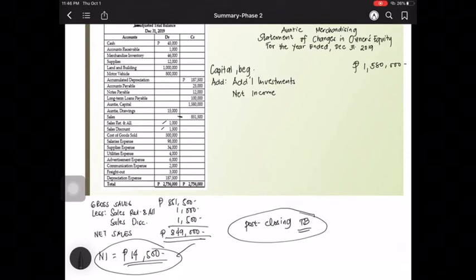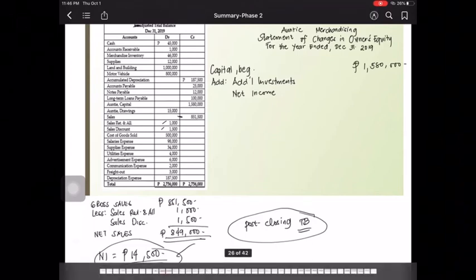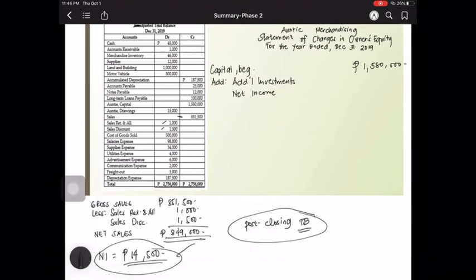Therefore, the only element that we have to include now in the statement of changes in owner's equity is your net income. So we don't have anything to put under your additional investment. In this case, all we can add is the amount of your net income. So how much is our net income here? We have a net income of 14,500. Do we have more? No more. Okay, take note of that.